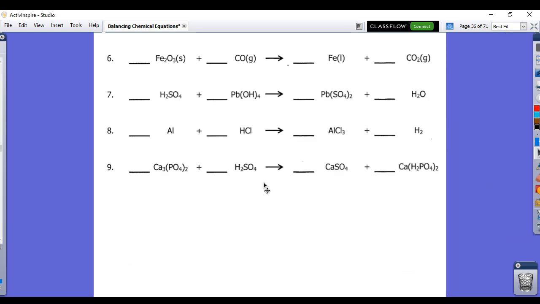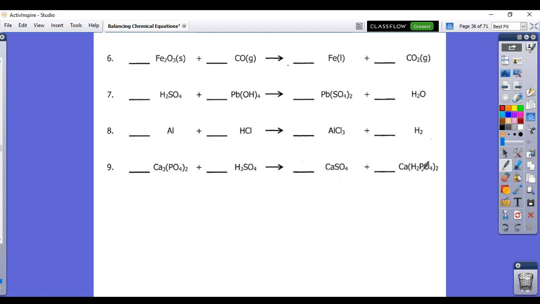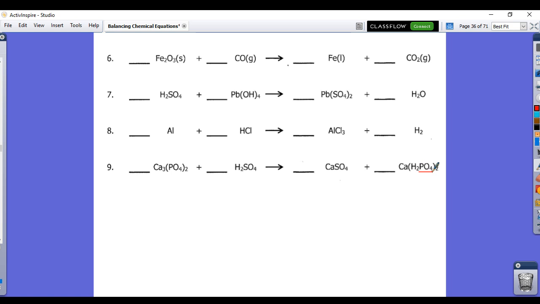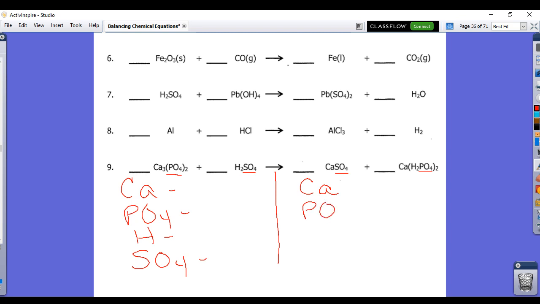Let's see, there we go. All right, so number 9, we have some more polyatomics. See, we have PO4 over there, PO4, SO4. They have to be on both sides in order for you to do that. So let me show you how to set this one up. So we got Ca, PO4, H, and SO4. This kind of speeds it up so you don't have to separate all of those. I'm going to do the same thing over here. Ca, PO4, H, and SO4.